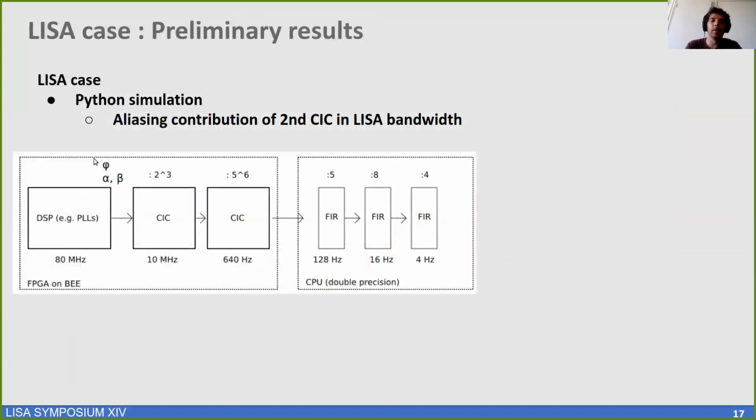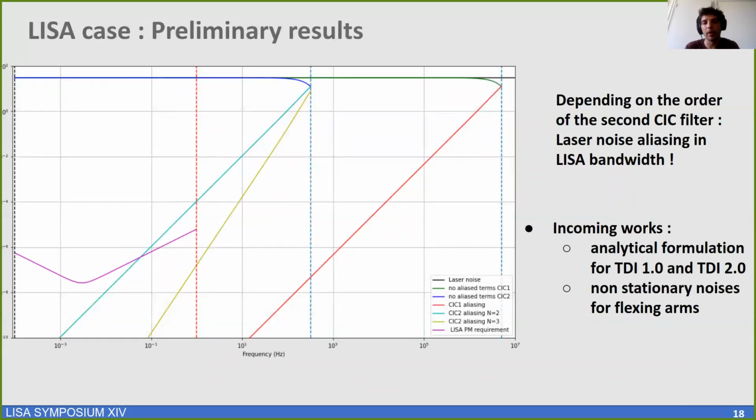For the LISA decimation schematics, we have two different CIC filters at two different decimation factors, going from 80 megahertz to 640 hertz. And then at the end, we have three different finite impulse response filters. Here I plotted the trend of the aliasing terms for each of the two CIC filters. Here's the first CIC going from 80 megahertz to 10 megahertz, and we can see that the aliasing is not entering the LISA bandwidth. Here in magenta, we have the LISA phase meter requirement at 1 picometer. But for the second CIC filter, we have two curves for two different orders of this filter. When the order is lower than 3, so just 2, we have aliasing in the LISA bandwidth.